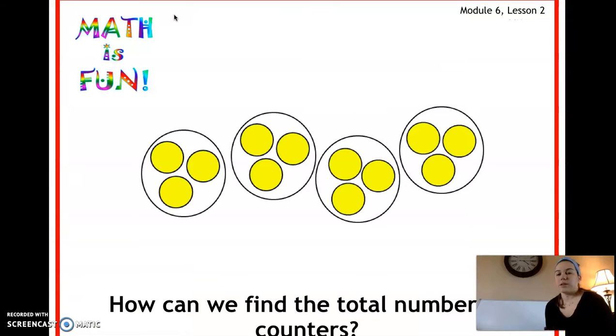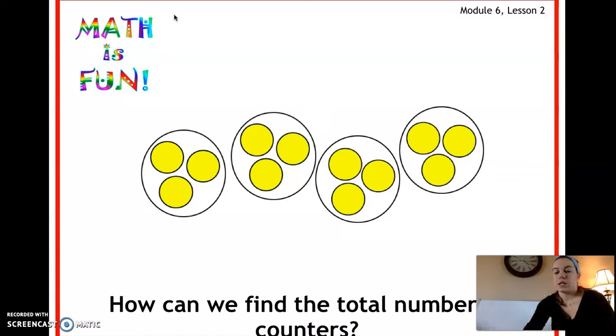Look at this. 4 groups and in each are 3. Find the total. Good, we can do 1, 3, 5, 7, 10, 12 in all. What can we do that's new today? We can use repeated addition. We add numbers together. So we know that 12 counters.